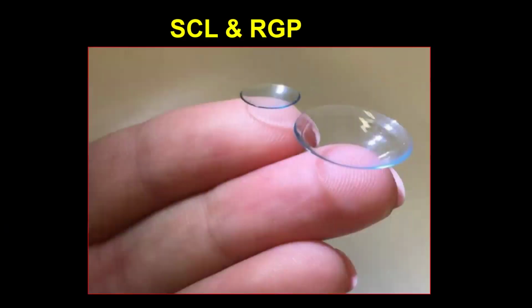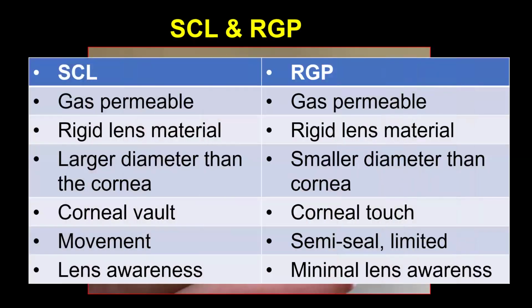Now, a quick difference or comparison between the RGP and the scleral contact lens, so we can move on. I've mentioned the size, that's something you can easily recognize. Both of them are rigid gas permeable. Now, the key difference is in the diameter of the two. While the RGP is a small diameter contact lens that sits on the cornea, the scleral contact lens is a large diameter contact lens, and it vaults on the cornea.